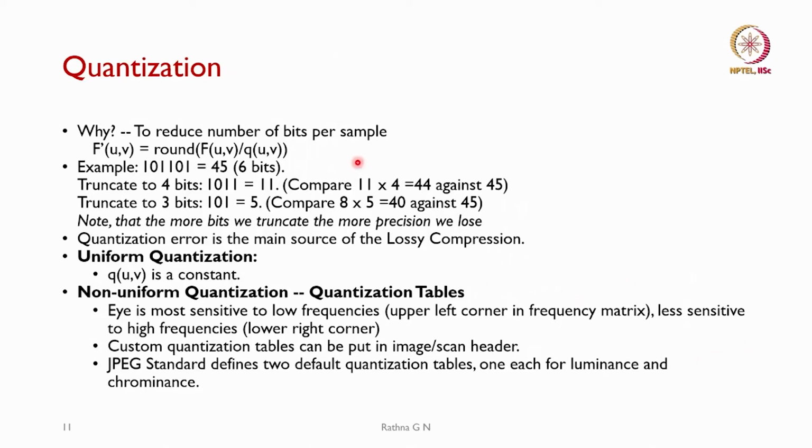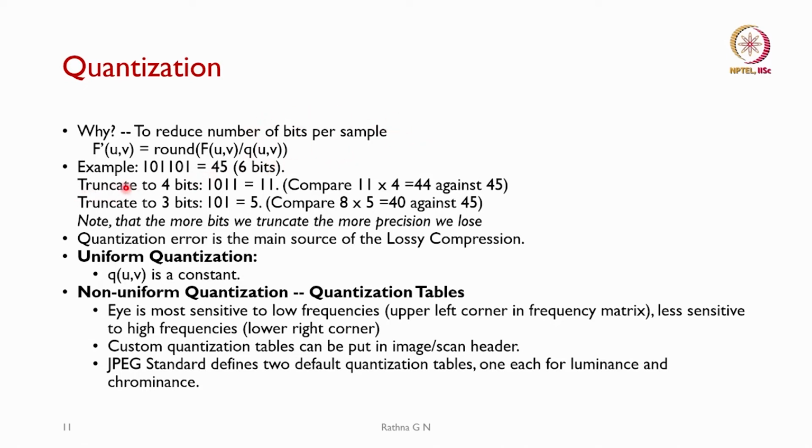Coming to quantization, the next step in our JPEG compression is quantization. Why do we need quantization? That is to reduce the number of bits per sample. As we know, if 7 has to be represented, we need 3 bits, 111. If I have to represent 0, 1 bit is sufficient. So, that is how we can do the reduction.